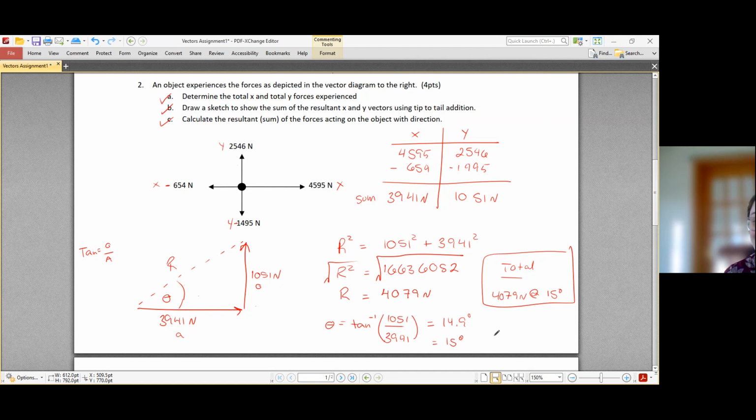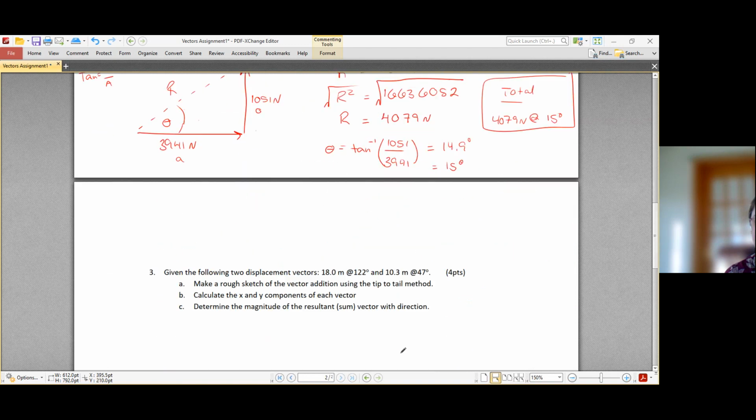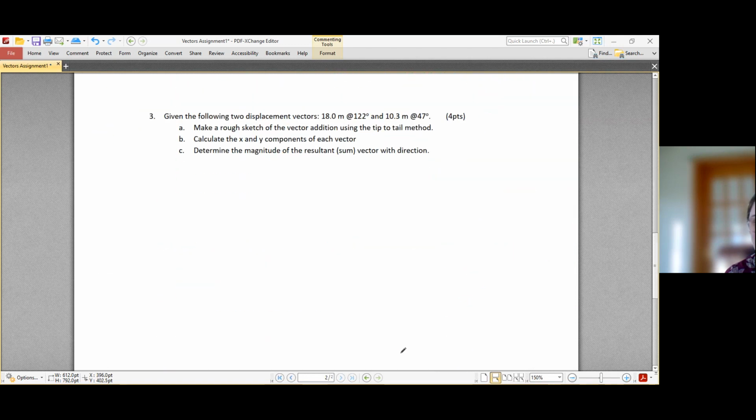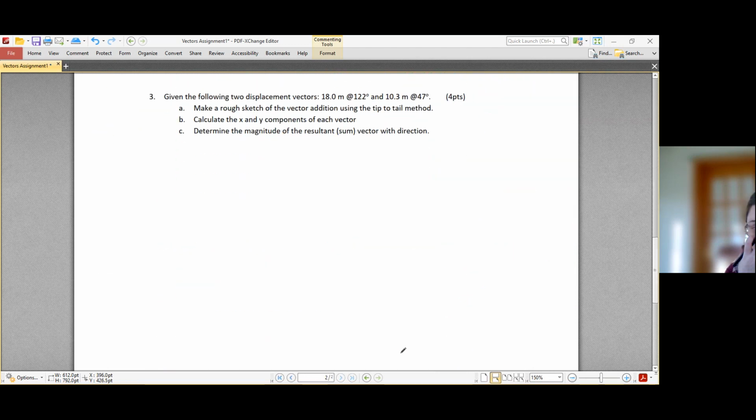One final step, last question. Question 3. I've put this on a separate page just to make sure I have room for everything. We have two vectors that are not at right angles. We want to figure out what is the sum of them. So we're putting the two together. Given the following two displacement vectors, that just means two distances. We're going to go 18 meters at 122 degrees, and we're going to go another 10.3 meters at 47 degrees.